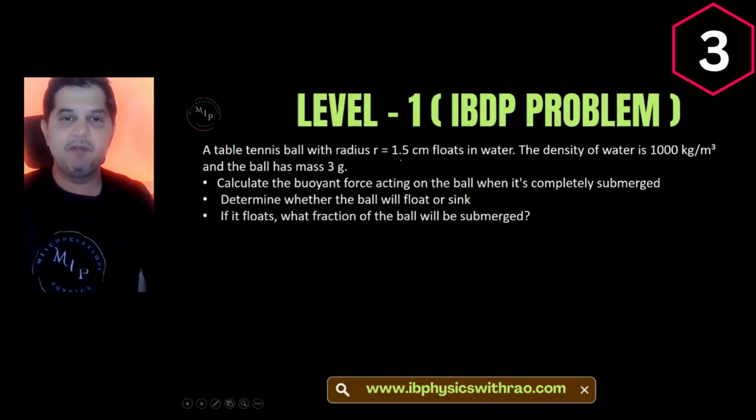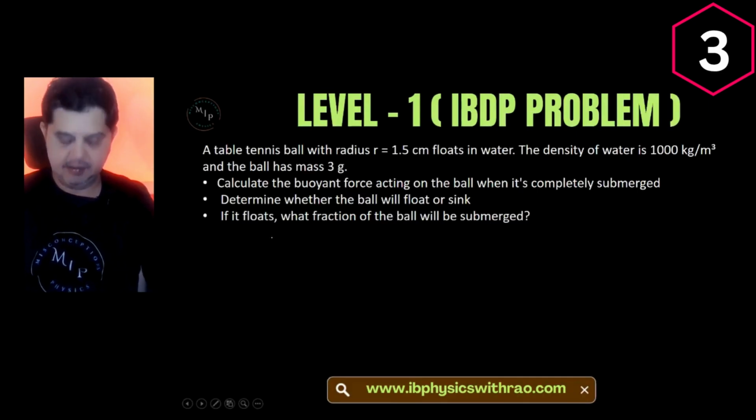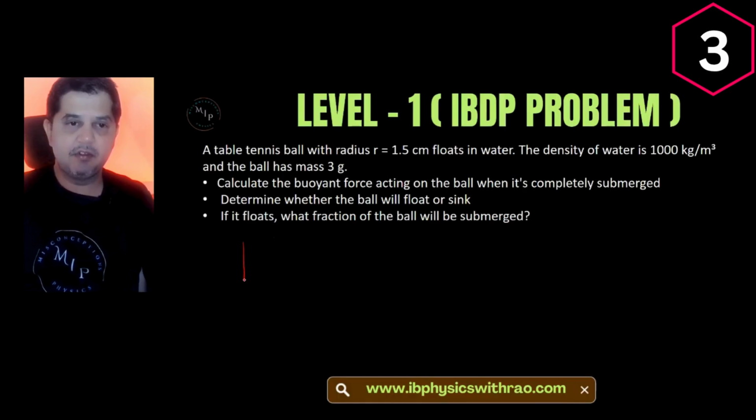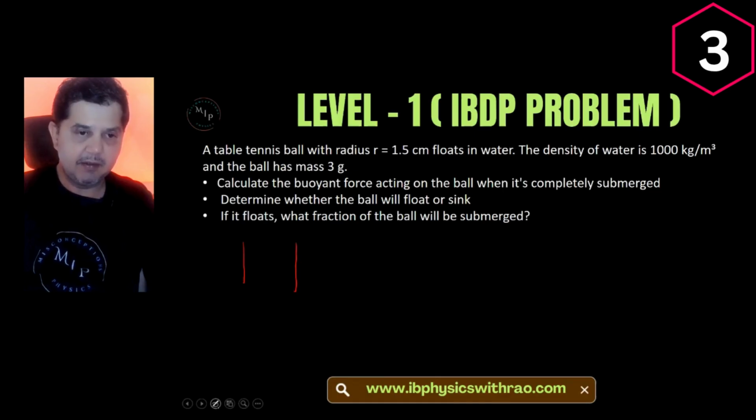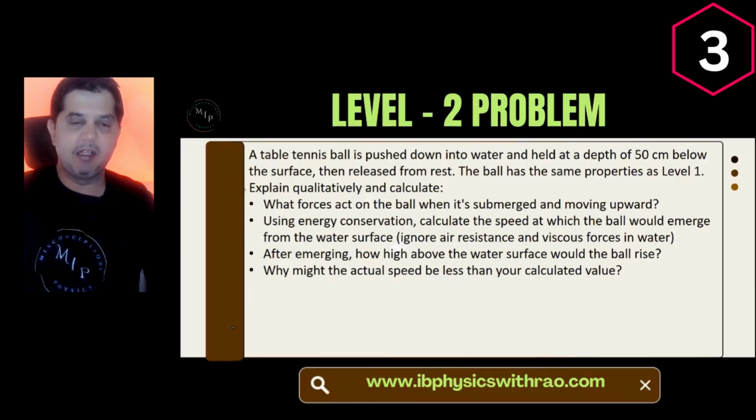A table tennis ball with radius is given. Let me just go back. This is the container. I'll take a different color pen to make it more clear. This is a container. The water is being filled until here. Now this is how the ball is floating here.